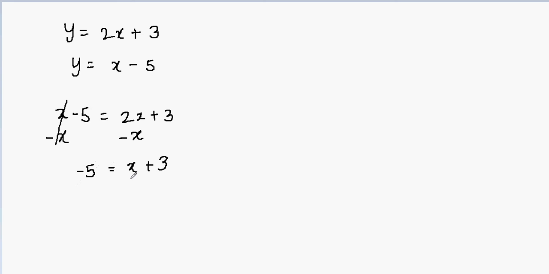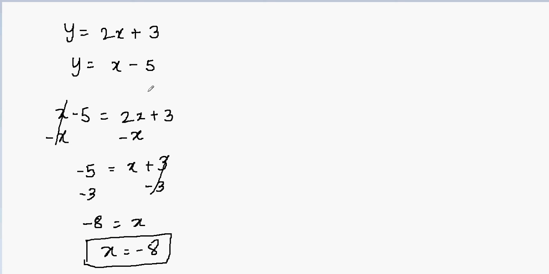Now I want x by itself, so I'll subtract 3 on both sides to get rid of the 3 from the right-hand side. Negative 5 minus 3 will give me negative 8, and this is equal to x, since positive 3 and negative 3 will cancel out each other. So the value of x is equal to negative 8. I've got my value of x.